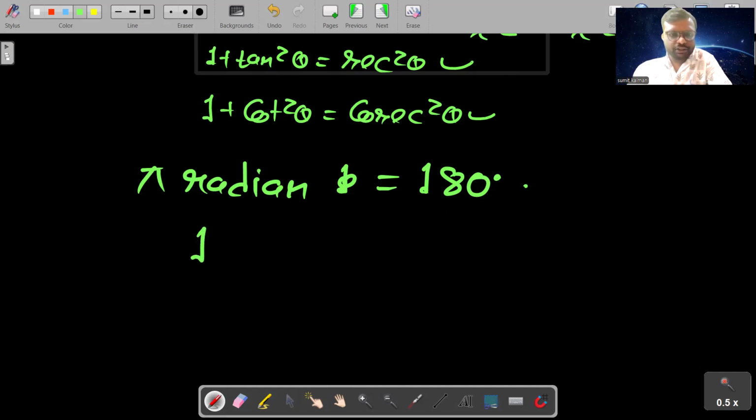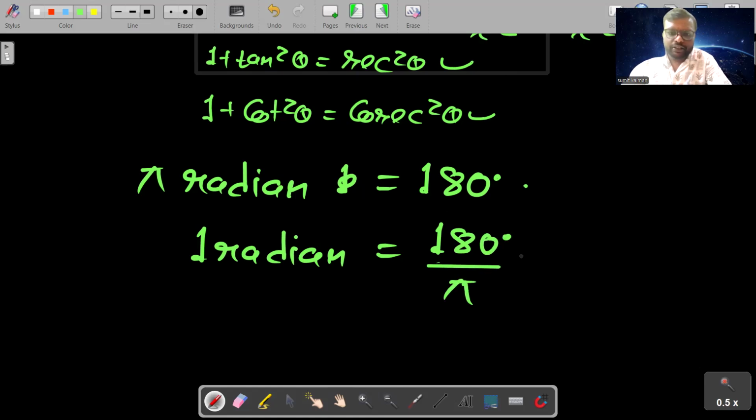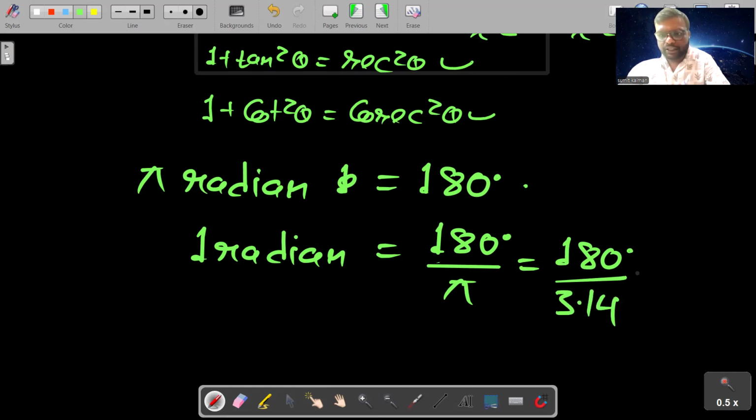So here 1 radian will become 180 degree upon pi. And here, friends, if you want this value in degree, you can just calculate by putting the value of constant pi, that is 3.14. If you calculate this, it will come out to be 57.3 degree.